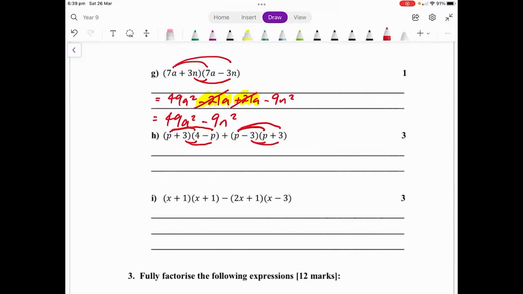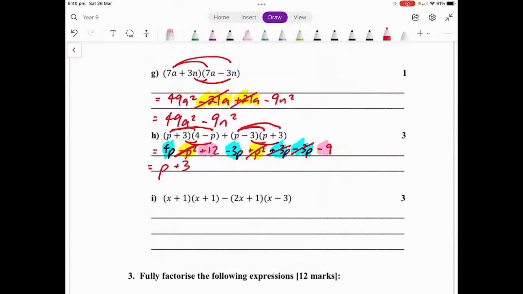P times minus p, which is minus p squared. 3 times 4 is 12. 3 times minus p is minus 3p. Expanding the second set of brackets, we get p squared plus 3p minus 3p minus 9. Then we collect our like terms. Putting all the p's together, we get 1p. Adding the p squareds together, we get 0, so we can just cross those out. Doing 12 minus 9, we get 3. Final answer, p plus 3.